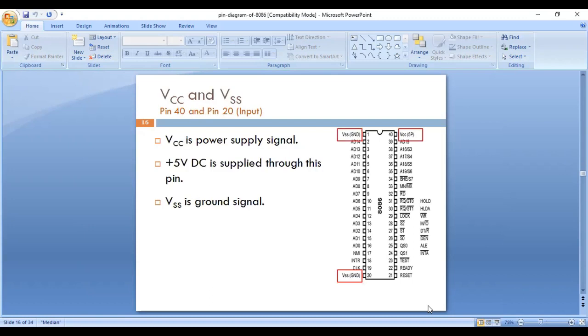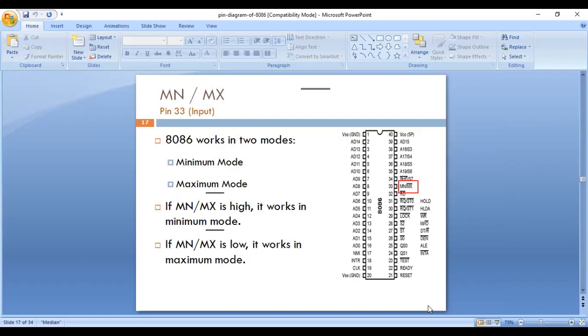Next, VCC and ground. Pin number 1 and pin number 40 are for VCC, and pin number 20 is for ground. Next, MN/MX is pin number 33, and it is an input pin. MN means minimum mode, and MX means maximum mode. MN is active high and MX is active low. Minimum mode means the microprocessor is working with a single processor. Maximum mode means the microprocessor is working with multiple processors.